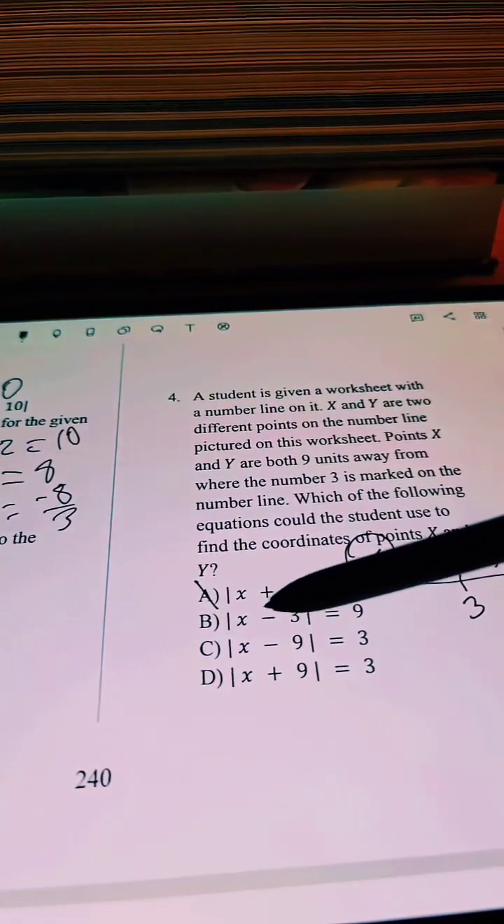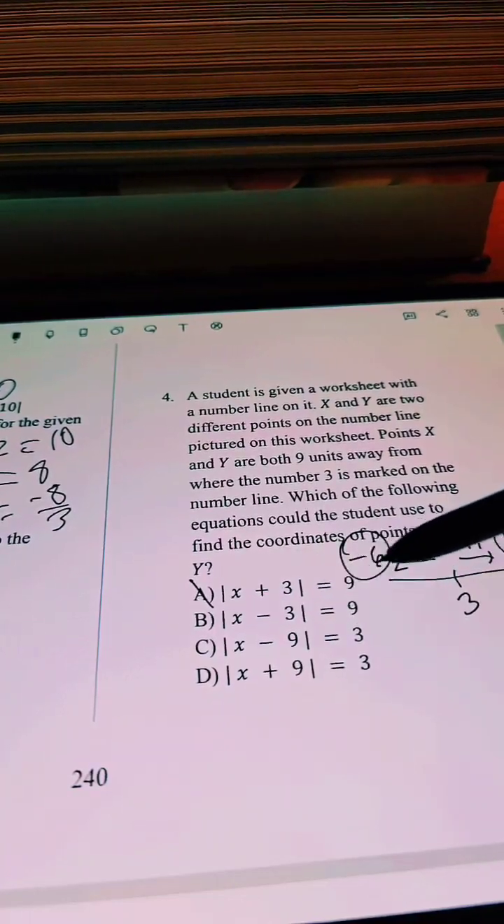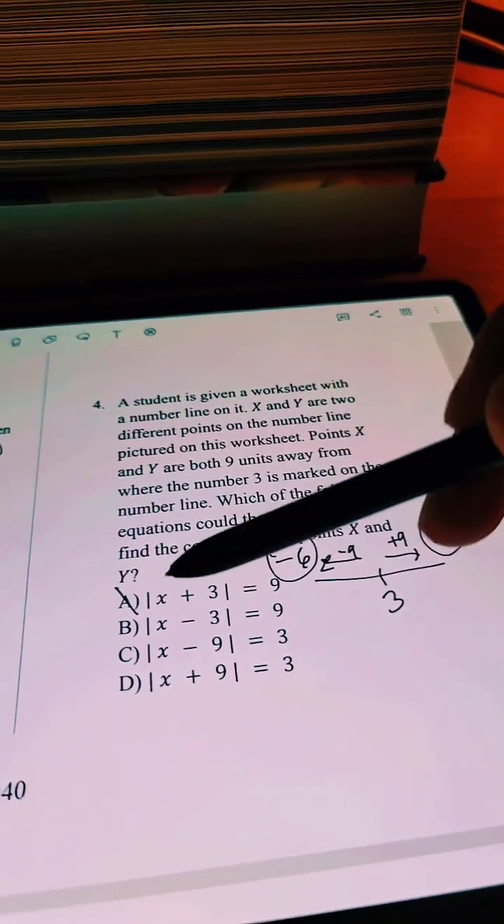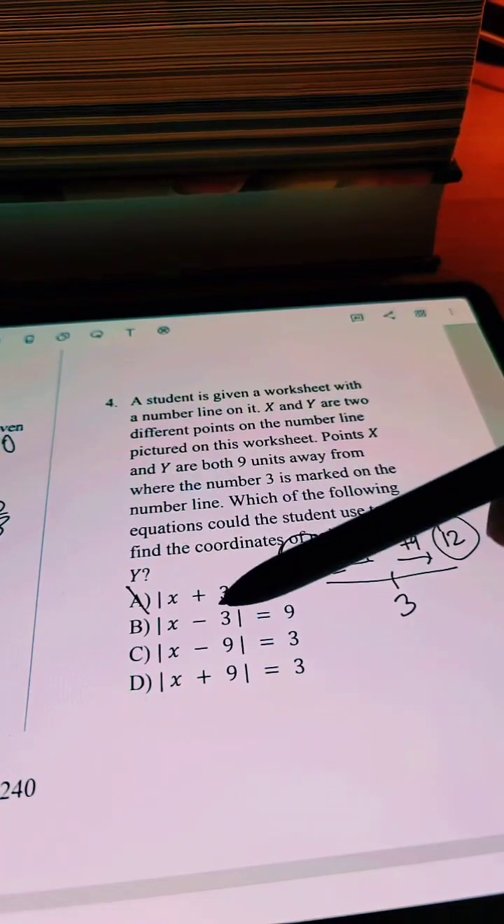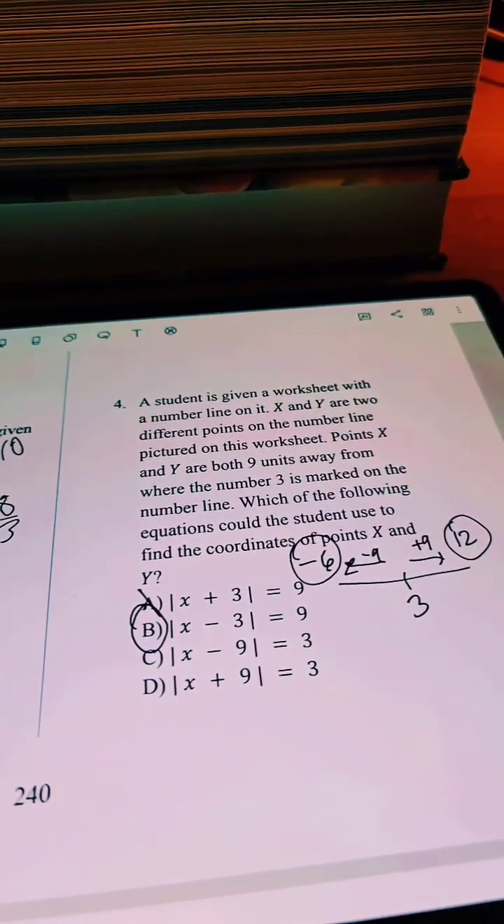And then if I plug in negative 6 here, it's going to be negative 6 minus 3, which is negative 9. I take the absolute value of that, I get positive 9, but now let's check it for the 12. So then 12 minus 3 is also 9. Absolute value of 9 is also equal to 9, so that works, so it's B.